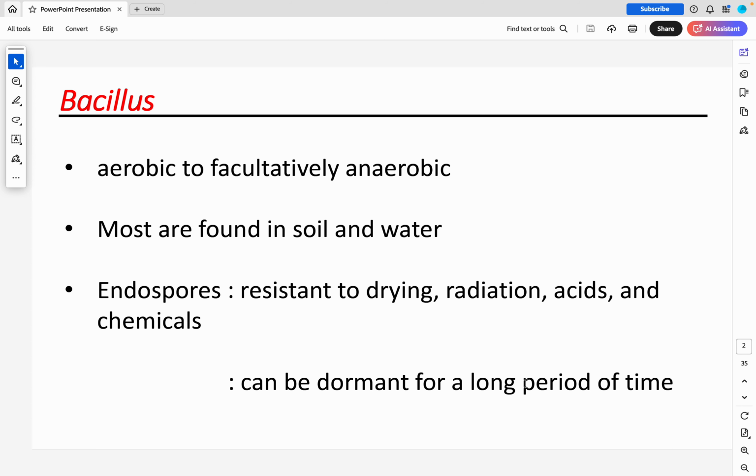Endospores are survival structures, meaning they allow for prolonged presence of the species or the genus in different reservoirs and sources. Endospores are cellular structures which are resistant to drying, radiation, to low pH, and to toxic chemicals.